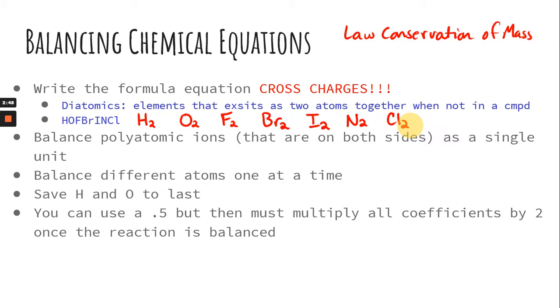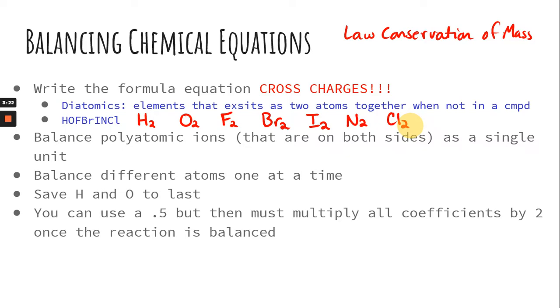Once you have all the formulas written out, then you would want to balance it, and some helpful balancing tips would be to balance the polyatomic ion that shows up on both sides of the arrow as a single unit instead of breaking them up. Balance one atom at a time, and if you save hydrogen and oxygen to last, it tends to be easier to balance. Now there's an occasion that we might want to use a 0.5 as our coefficient, but then you have to multiply all the coefficients by 2, because you can't have half of a molecule.